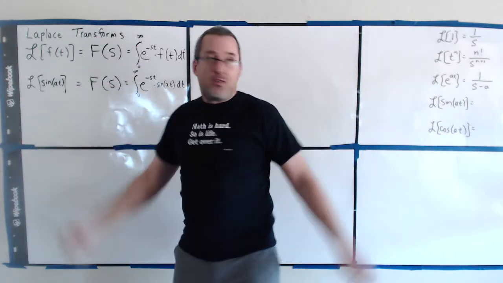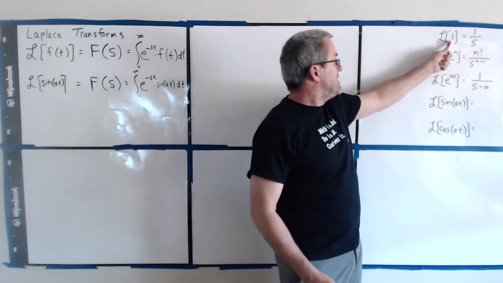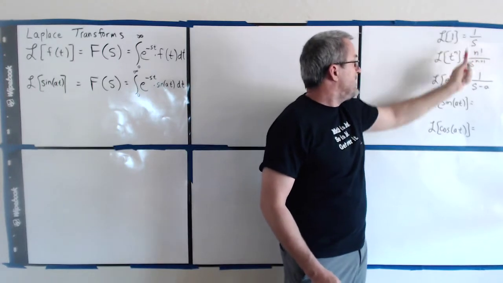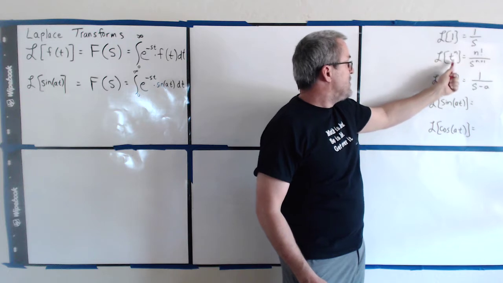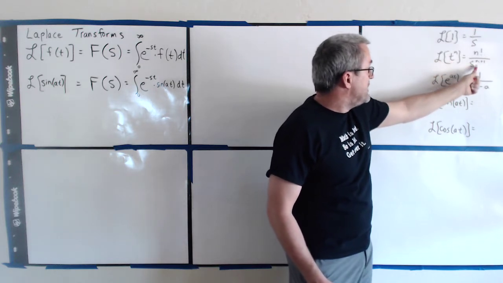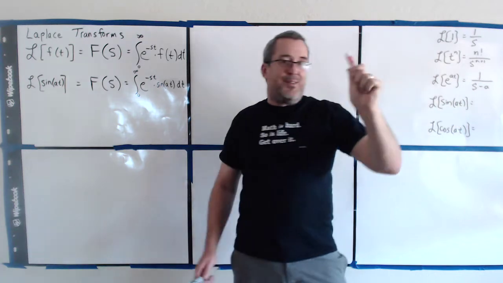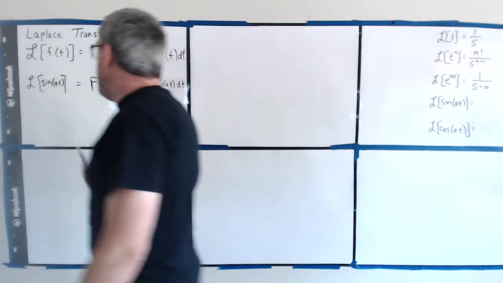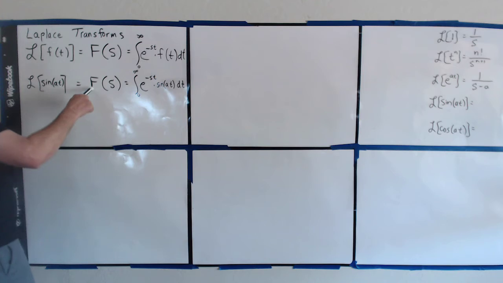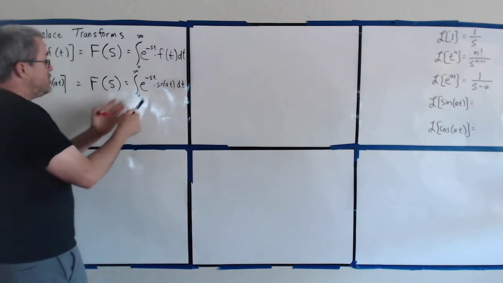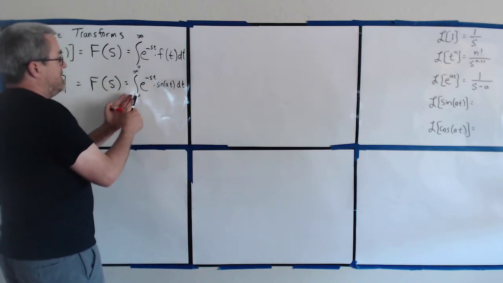So we've Laplace transformed over here the constant 1 to create a function 1 over s. We will Laplace transform a power of t to get a function of s. E to the at to get a function of s. We're now going to go sine of at. We're going to transform the sine of at to produce a function of s. And to do so, we're going to run it through the Laplace transform.